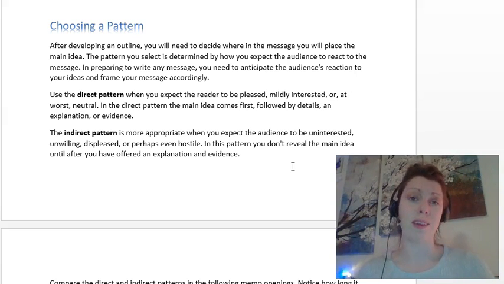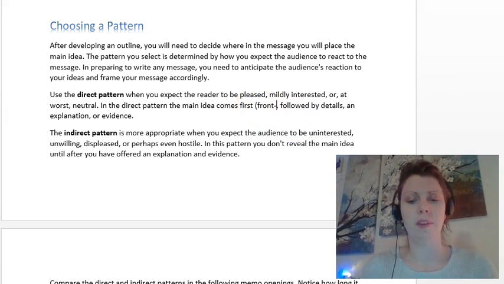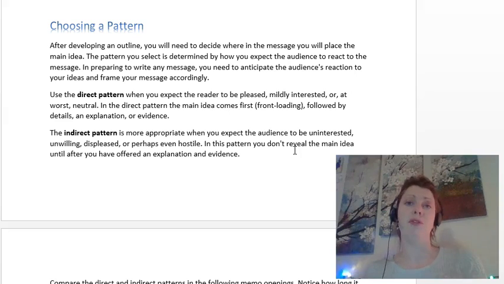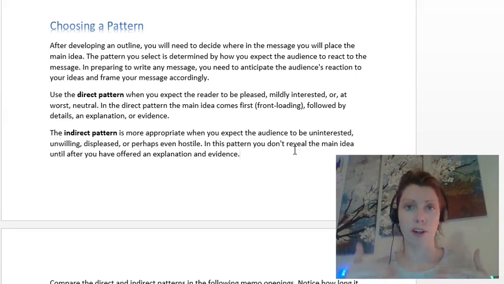So you use the direct method when you expect the reader to be pleased, maybe mildly interested, or at worst they're neutral about your topic. So like, whatever. In the direct pattern, the main idea comes first. This is called front loading. Again later in some of our lectures. So the main idea comes first. This is called front loading. And then it is followed by details and explanation or evidence and so on and so forth, like we saw in the outline.